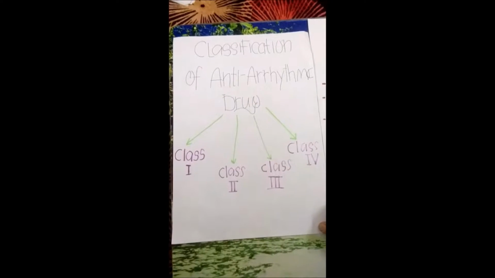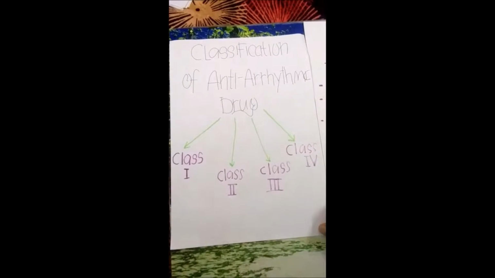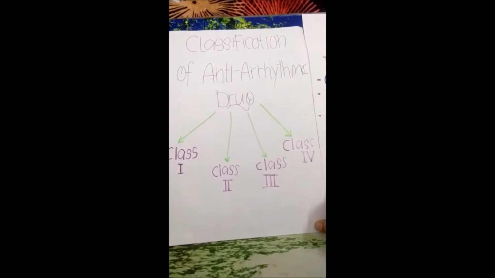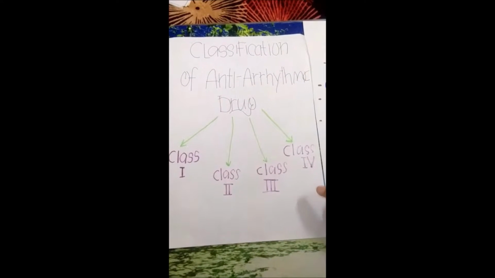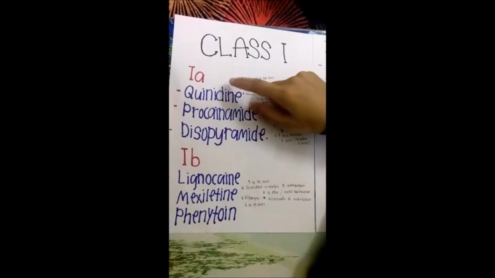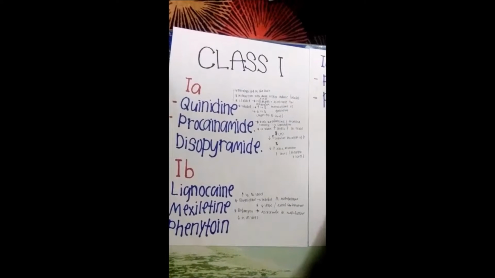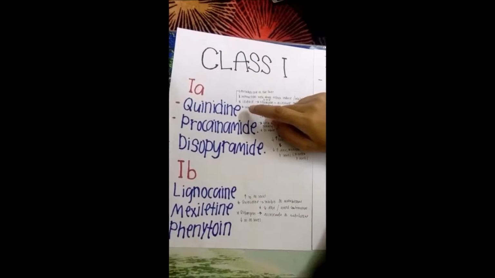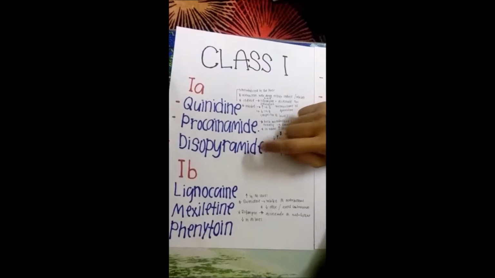Today I will present about the significance of the drug involving the anti-arrhythmic drug agents. Anti-arrhythmic drugs are classified into 4 classes, which are class 1, class 2, class 3 and class 4. Class 1 will be divided into 3 parts, which are class 1A, class 1B and class 1C. Class 1A has 3 drugs, quinidine, procainamide and disopyramide.